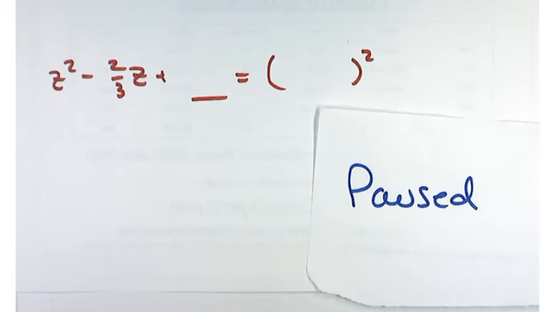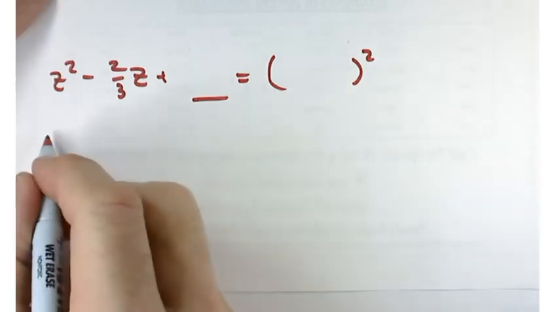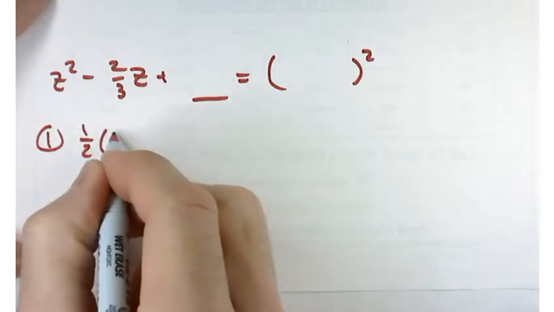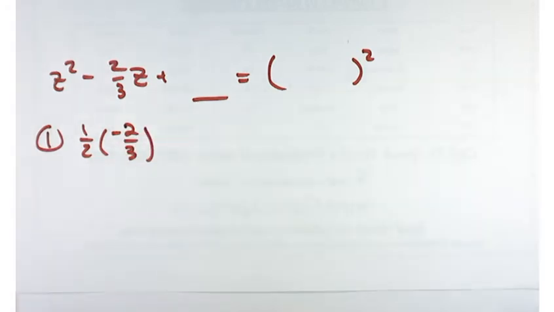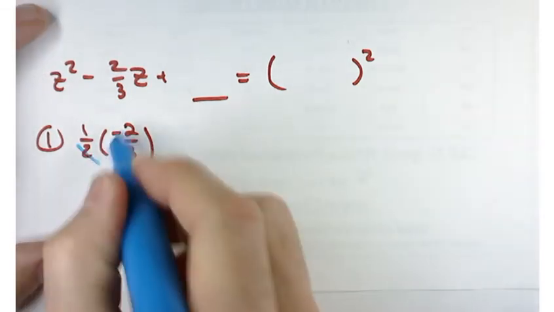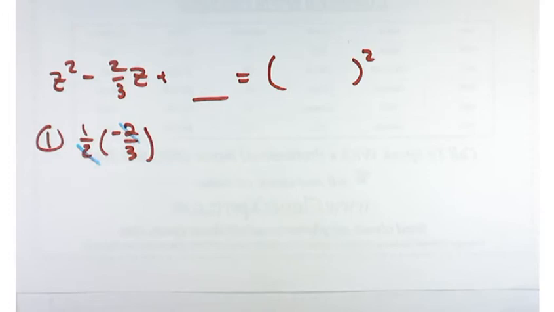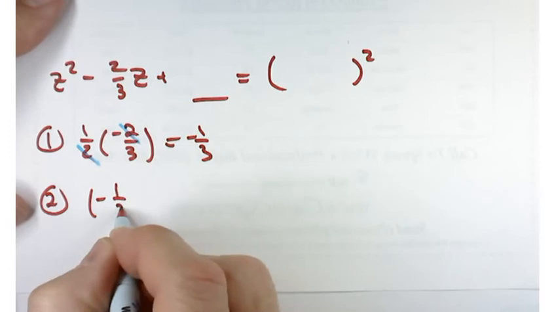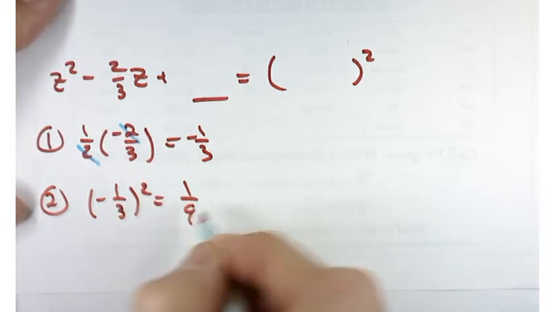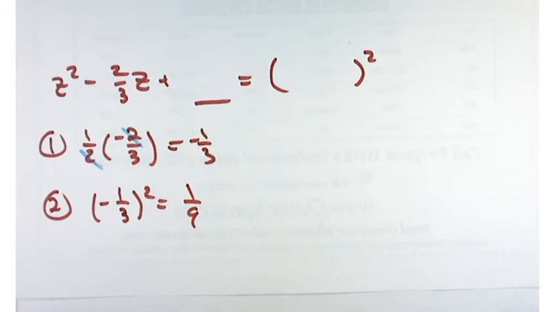Okay, looking good here. All right, very happy with what I'm seeing. First step is take half of that middle coefficient, half of negative 2/3. One thing you could do, probably should do, is the little bit of cancellation you can right here. The 2's cancel. It leaves me with negative 1/3 for my first step. And when I square negative 1/3, I get 1/9. Nice.